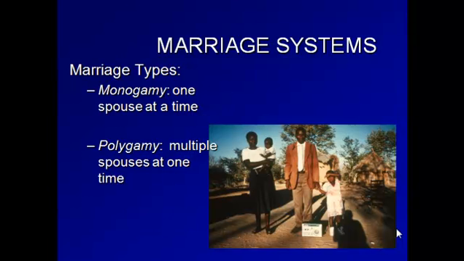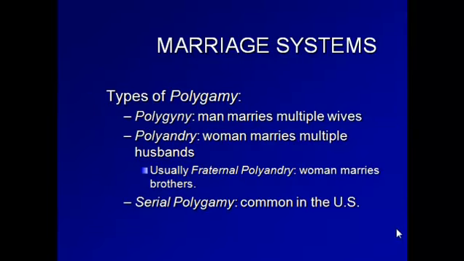Polygamy, with G-A-M-Y as it shows in the slide, is a generic multiple spouses. That could be multiple wives or multiple husbands. The next slide will talk a little bit about specifics of polygamy. So types of polygamy include polygyny, man marrying multiple wives, or polyandry, a woman marrying multiple husbands. That's usually fraternal polyandry, a woman marrying brothers, or serial polygamy, which is common in the US. And I'll talk about all of those separately, but let's start with polygyny, man marrying multiple wives.